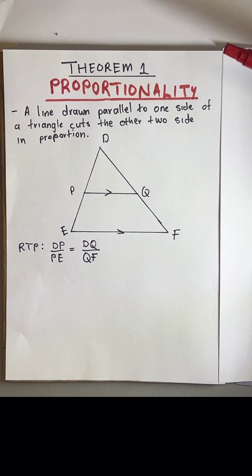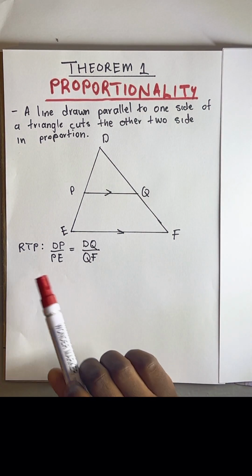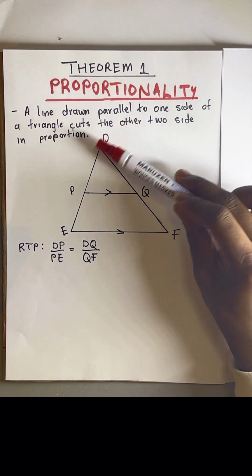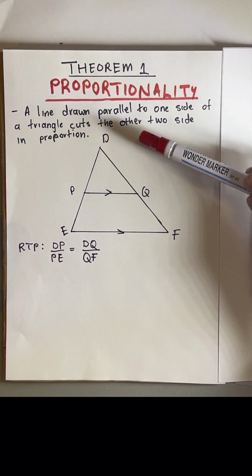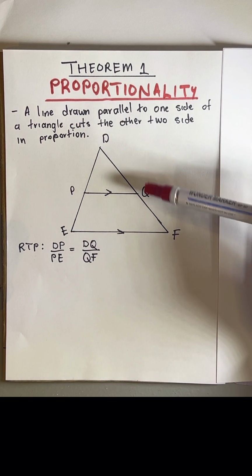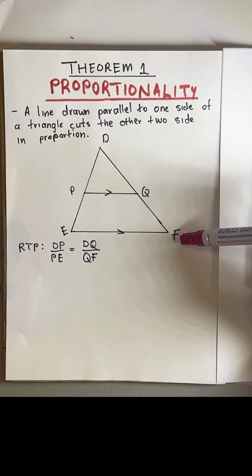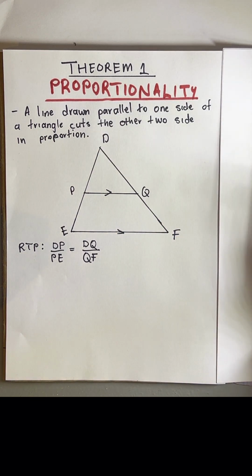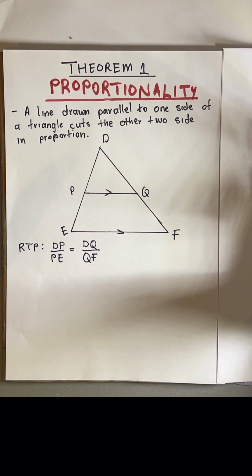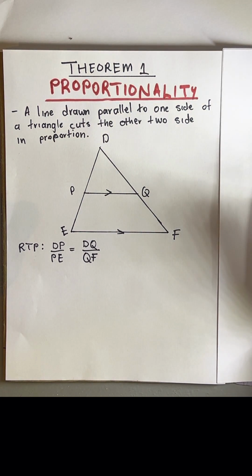Now we are required to prove that DP, which is this, is going to be equal to PE. Similarly, DQ is also going to be equal to QF, or rather it's going to be in proportion with QF. So what is the first thing that we are required to do when we are proving such a theorem?